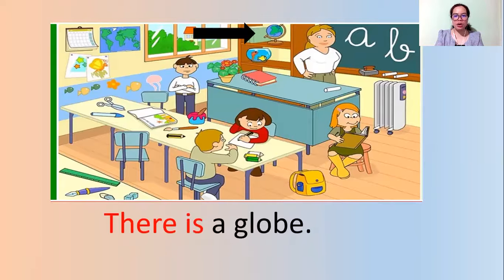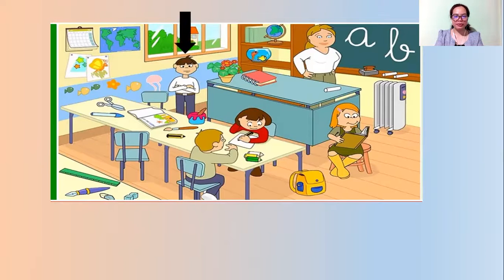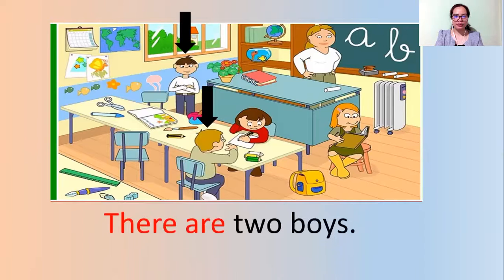There is a globe. So how many globes? Okay, there is only one globe. So that's why we use there is. There are 2 boys. How many boys? Let us count. 1, 2. So 2 boys means they are plural or more than one. That's why we use there are.